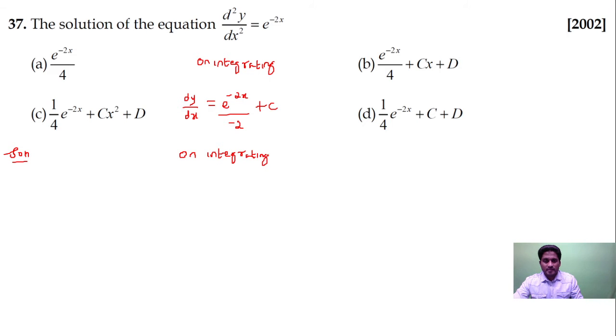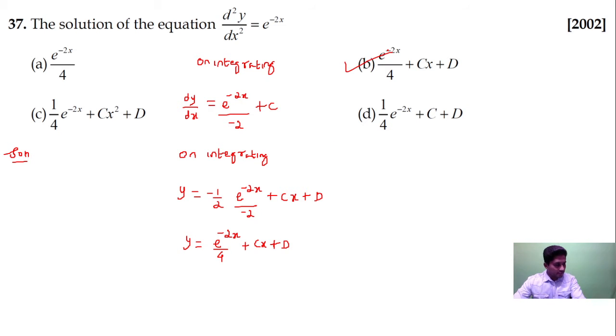on integrating, integration of dy/dx will be equal to y. Minus 1 by 2 I'll keep as it is. Integration of e power minus 2x is e power minus 2x divided by minus 2. Integration of c is cx plus the constant d, some integration constant. So y is equal to e power minus 2x divided by 4, and then this is plus cx plus d. That's the answer guys. Answer is option B. Let's move to the next question.